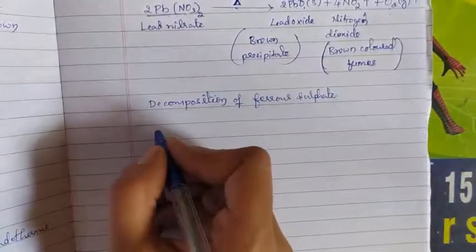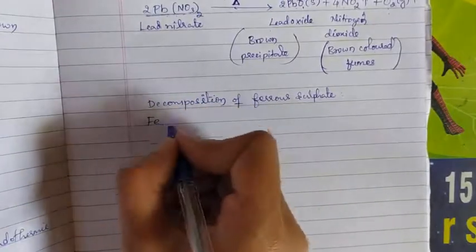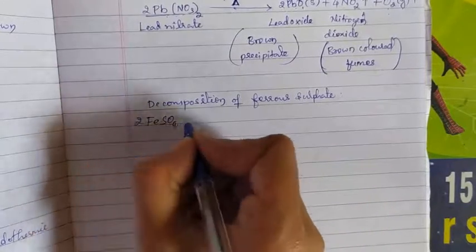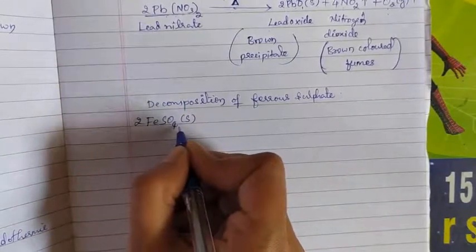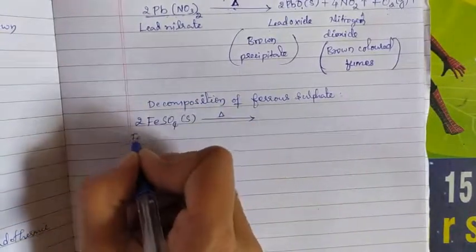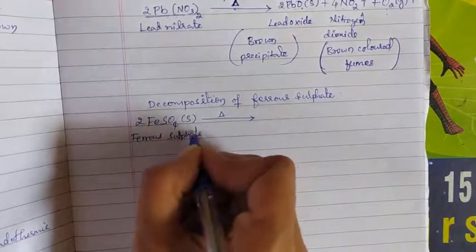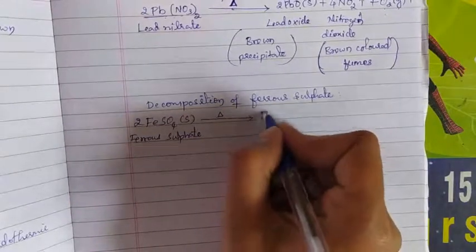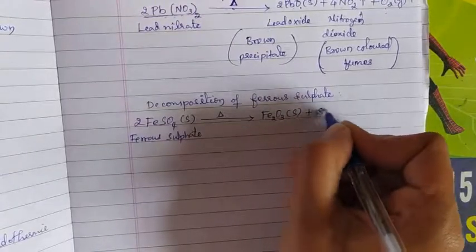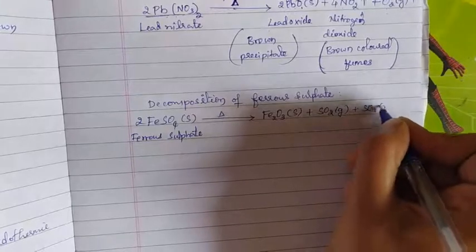Okay, what is the chemical formula of ferrous sulfate? Ferrous means iron, Fe, sulfate means SO4. Okay, ferrous sulfate. Here, 2 moles of ferrous sulfate. It is a solid. When ferrous sulfate is heated, it breaks into iron oxide, sulfur dioxide and sulfur trioxide gas.